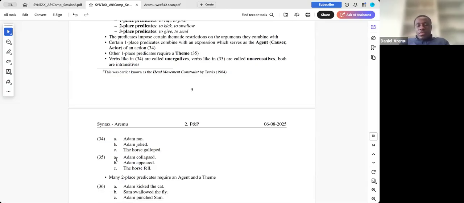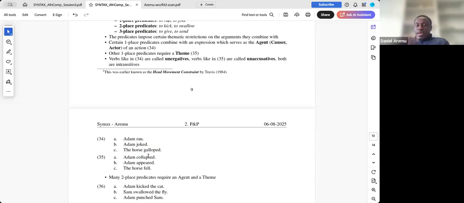But then we also have other one-place predicates that take team, like 35. If you say Adam collapsed, here Adam is not the agent, Adam is the team. Something is happening to Adam. Maybe something happened and then Adam collapsed. So Adam is the team of the predicate, the team of what is going on, that is collapsing. Adam is not the agent in this case.